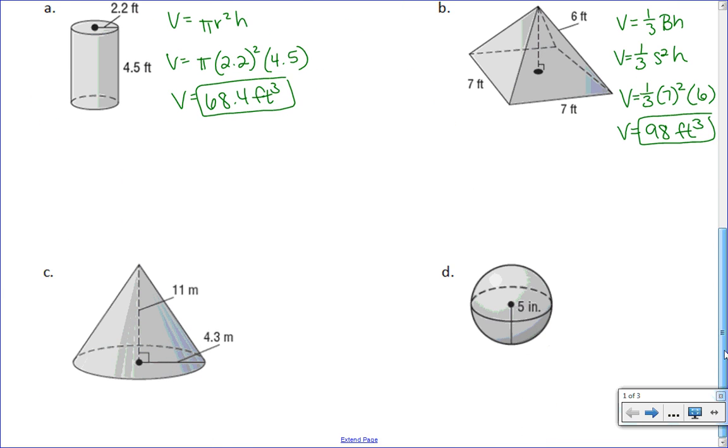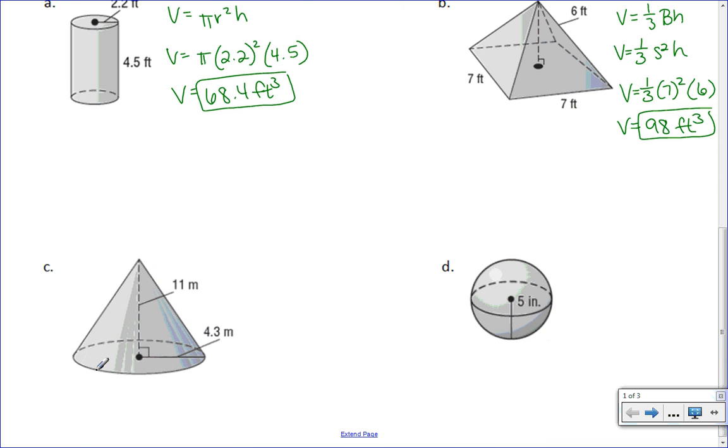Okay, let's go on to the next one. This shape is a cone, so we'll want the formula for the volume of a cone. That's V equals 1/3 pi r squared h. So replace the r with the radius, 4.3, and then the h with the height, which is 11, and then use the calculator to evaluate that. We should get a volume of approximately 213 cubic meters.